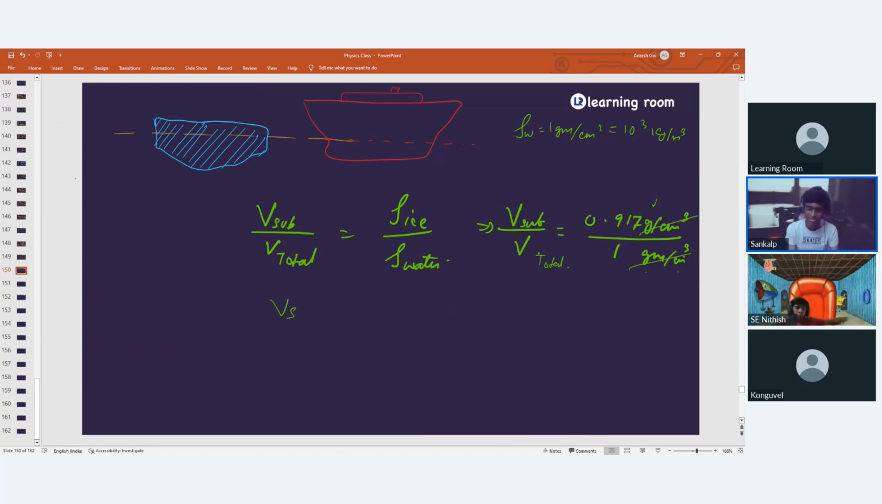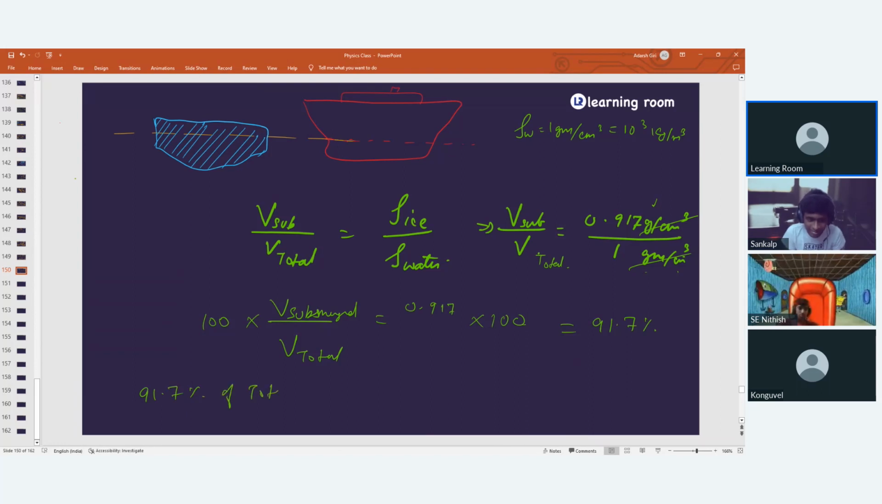Now see here, volume of submerged by volume total. That is 0.917 by 1. If I want the percentage, I'll be multiplying with 100. So that is 91.7%. That means 91.7% of total ice is submerged.